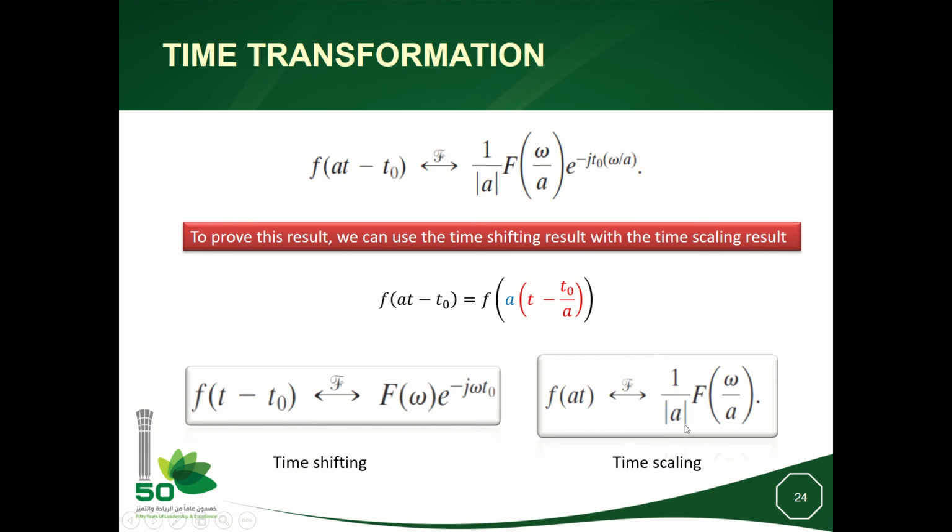Now, if we use the time scaling property, we will rescale the function by omega over a, and we will multiply the Fourier transform by the factor 1 over the absolute value of a. And this is what we are seeing here. So this is the result of time scaling, and the exponential is due to this delay in time. So this is a composite transformation that results from two different transformations that are the time shifting and the time scaling.